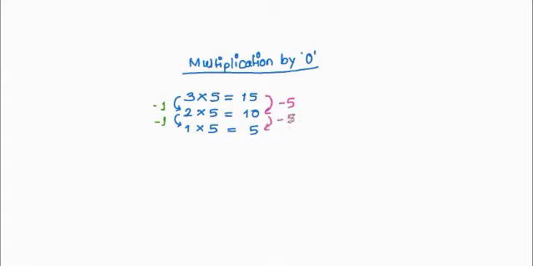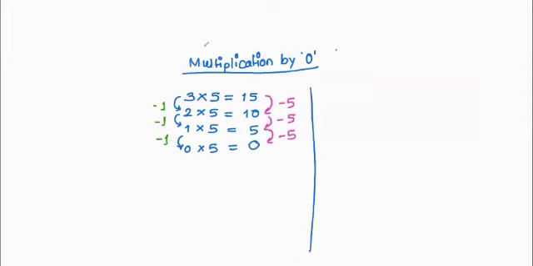Now, what will happen when we change from 1 to 0? The answer has to change from 5, minus 5. 5 minus 5 is 0. So if we see here, the answer also changes by -5 as we change the multiplier by -1. So 0 multiplied by 5 will give 0. That's true for the positive integer. Let's look at the situation for the negative integer.